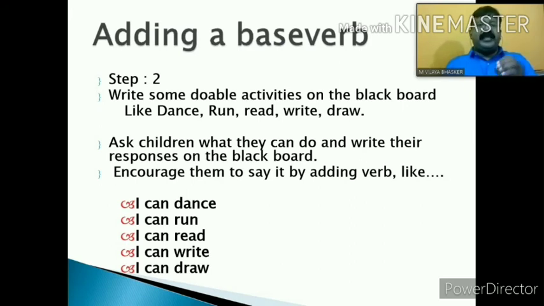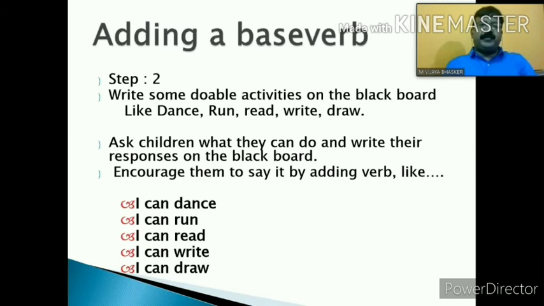Now, encourage the children to respond with their ability, I can, adding the base verb. Ask them, can you dance, children? They will say I can. Add the base verb, so they have to say I can dance. Like this in step 2.